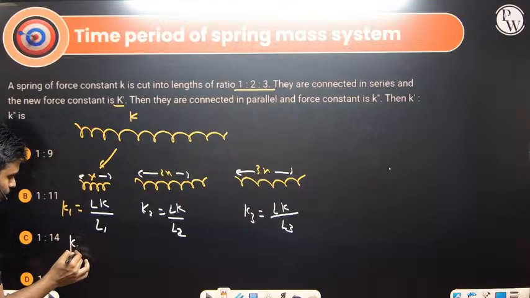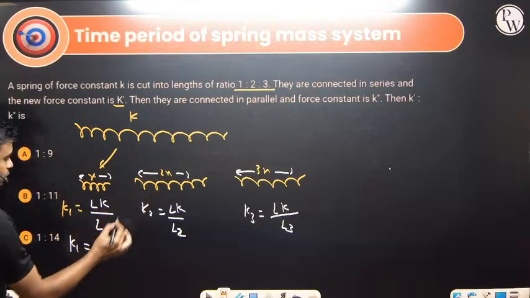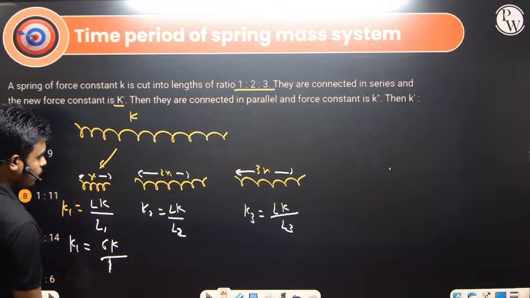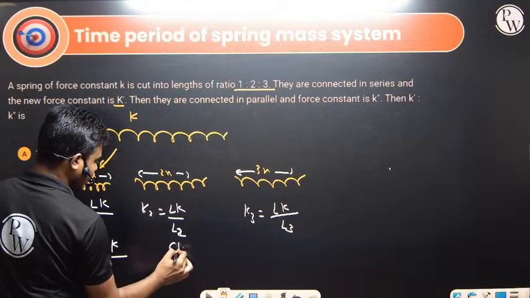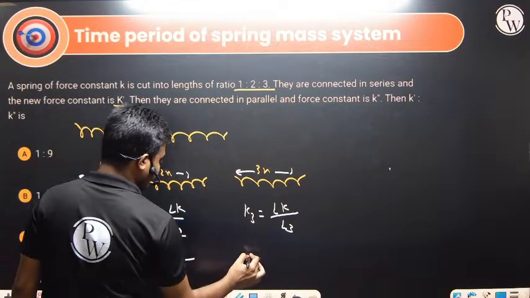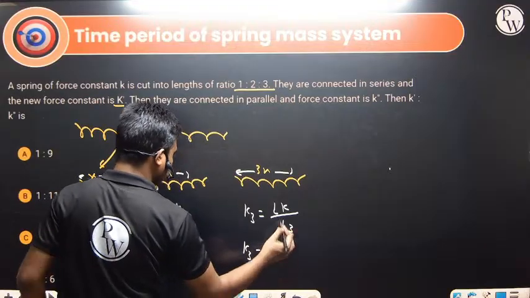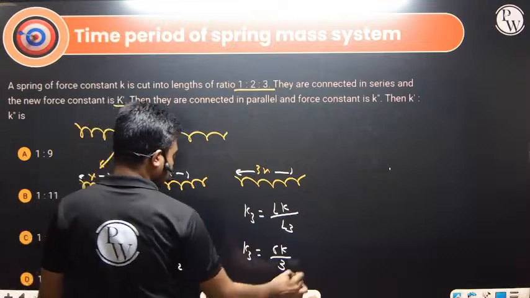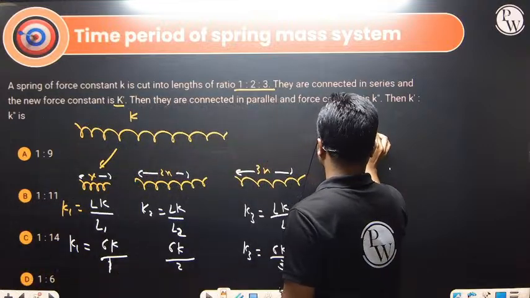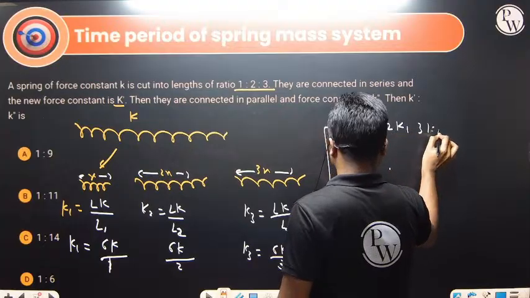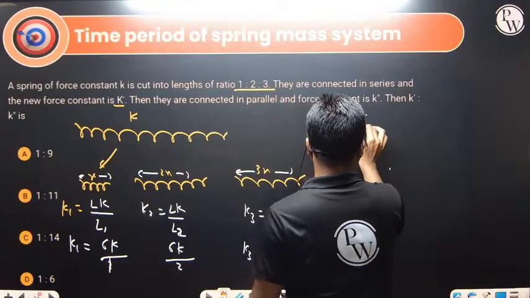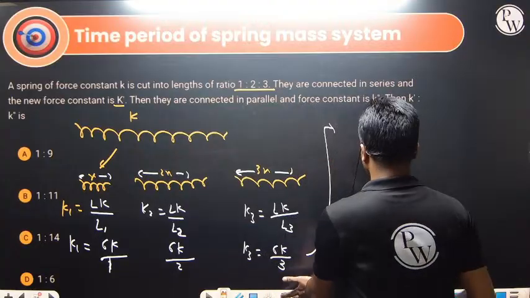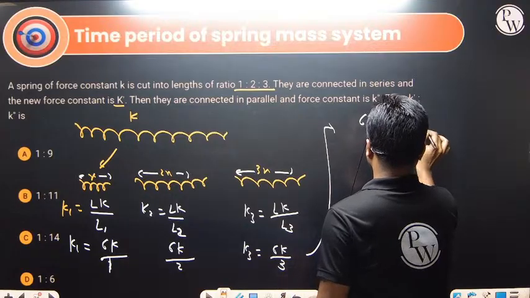So K1 is 6k by 1, K2 is 6k divided by 2, and K3 is 6k divided by 3. So we got 6k, we got 3k, and we got 2k.